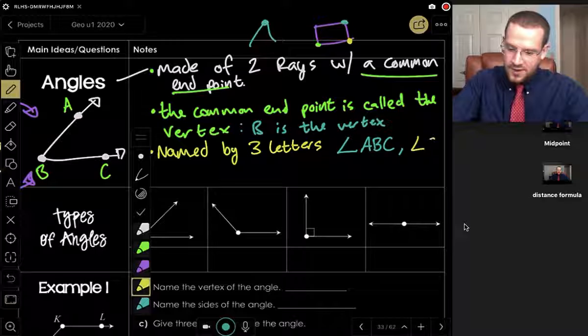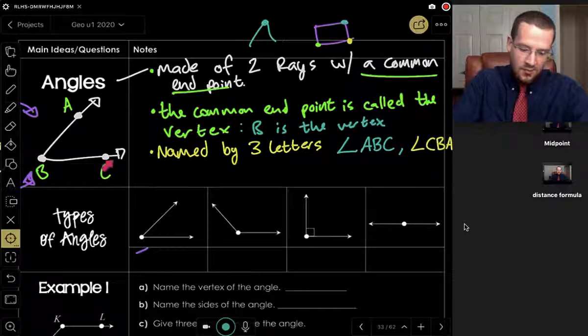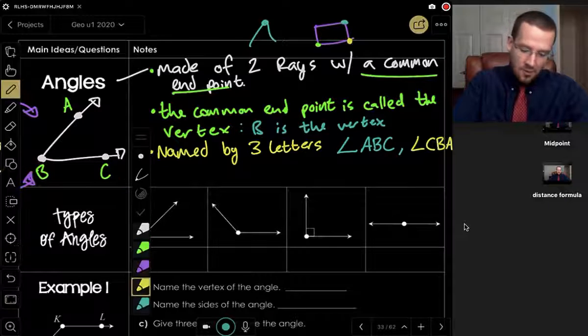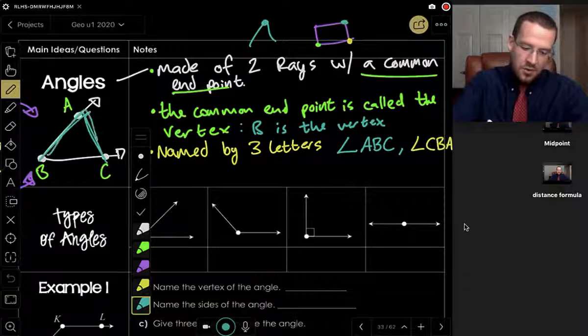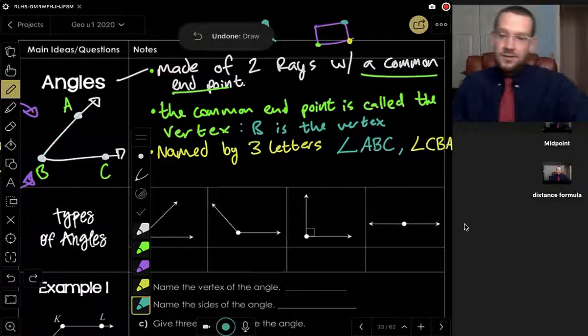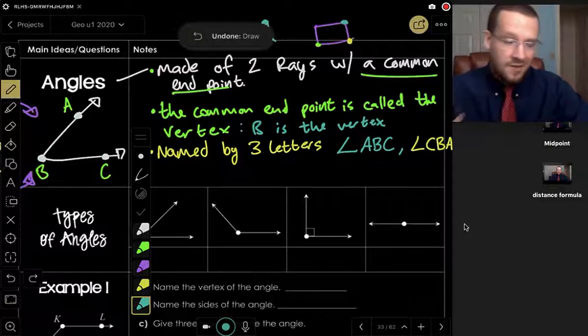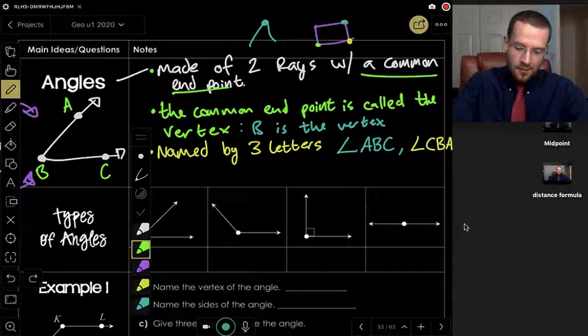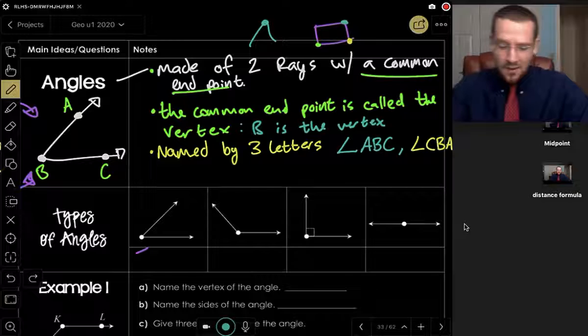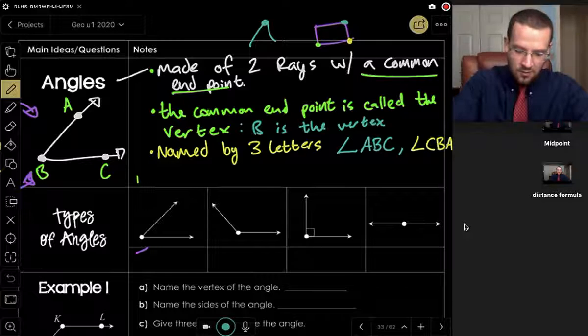Or you could do it the other way, which is true: angle CBA. So you can go the other way, but this would not be angle BAC. Angle BAC would be a different angle. It would be this angle here in blue, and that is not the angle that we are depicting. The vertex of an angle has to be in the middle.